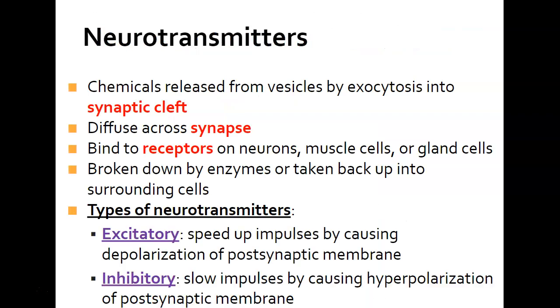There are a ton of neurotransmitters, but important to know is that they are chemicals. As I mentioned, they are released into the synaptic cleft by vesicles. So this is exocytosis.